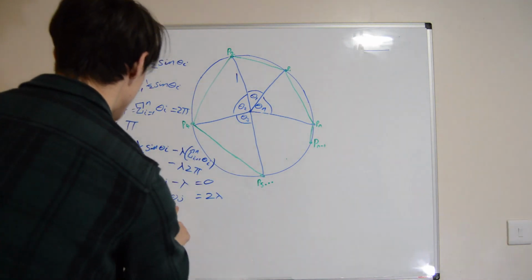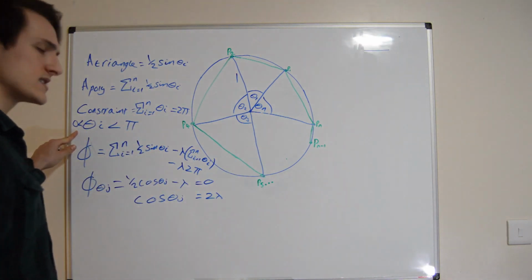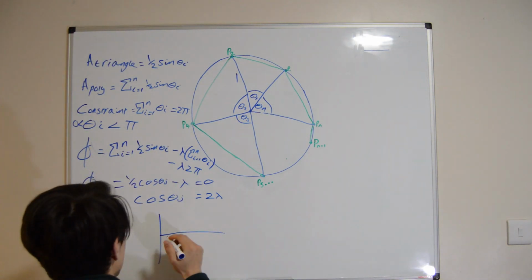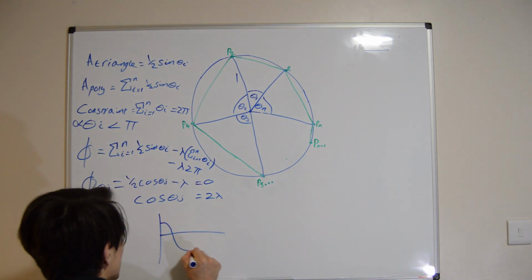But what do we know about theta j? Well, we said it's between 0 and pi, right? Well, let's consider the graph of cosine between 0 and pi. So it looks something like this, right?